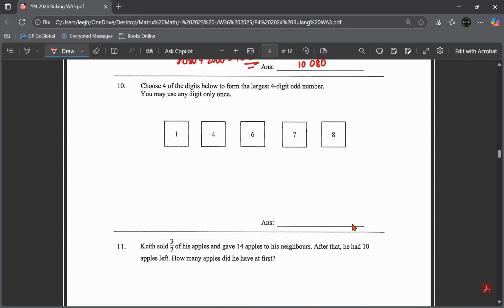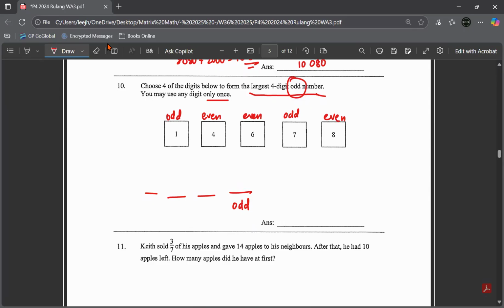Question number 10. Choose four of the digits below to form the largest four-digit odd number. You may use any digit only once. So I need a four-digit odd number. So 1, 2, okay, sorry. 1, 4, 6, 7, 8. I need an odd number. The last number must be an odd number. So if you look at all these numbers, we need to classify them. Which are the odd and even ones? So 1 is odd, 4 is even, 6 is even, 7 is odd, and 8 is even.